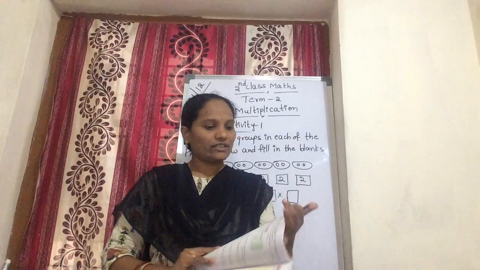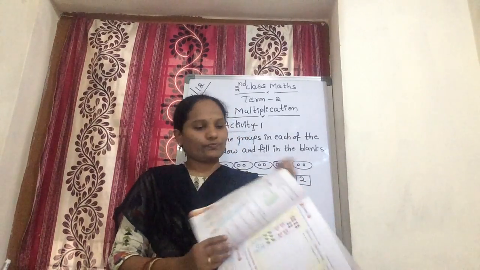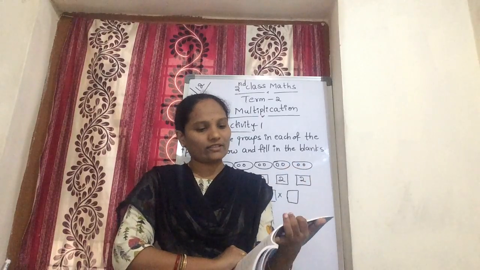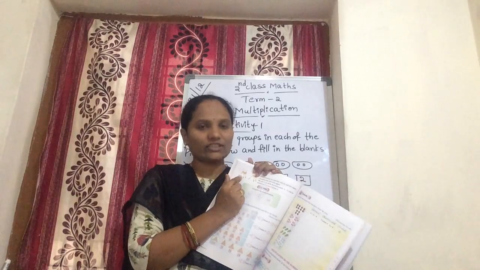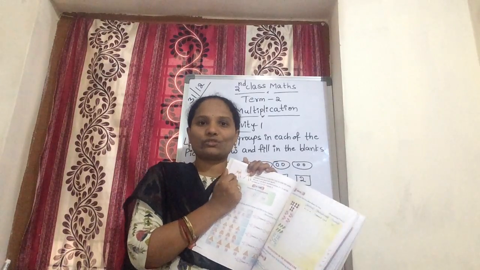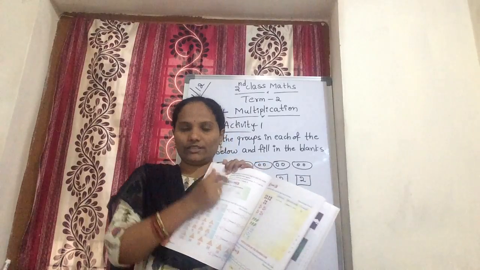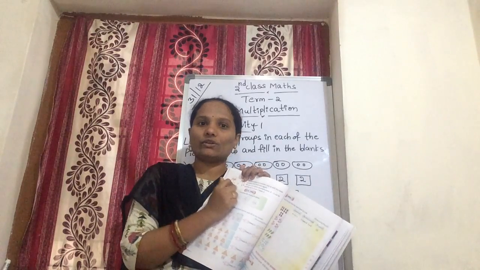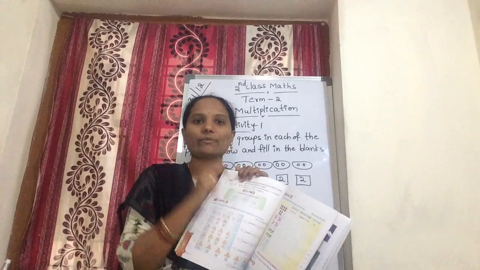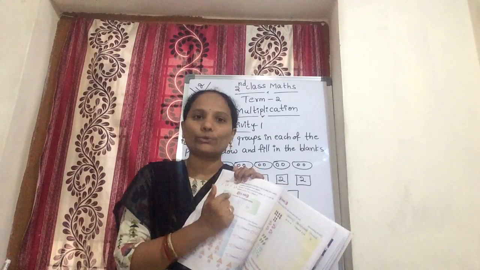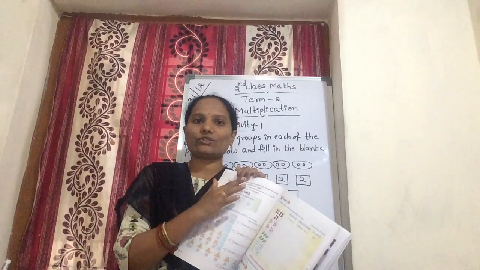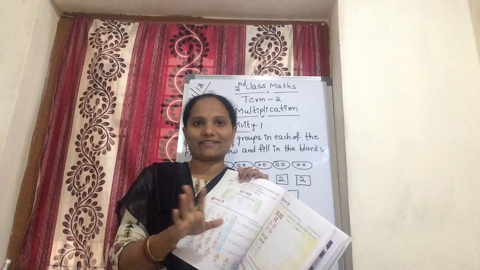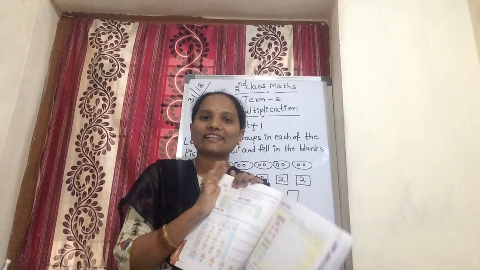Now here two keychains are there. Every keychain has 3 keys. So 3 plus 3, 6. So here, how many times are you adding? 2 times. So 3 into 2. You get 6. It's the same answer. Multiplication means repeating addition.